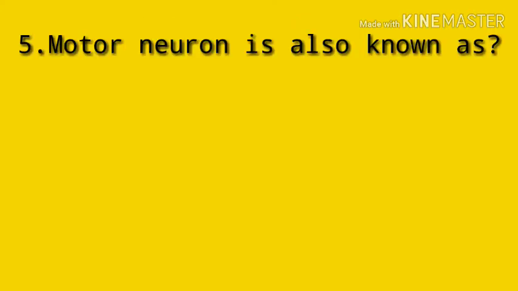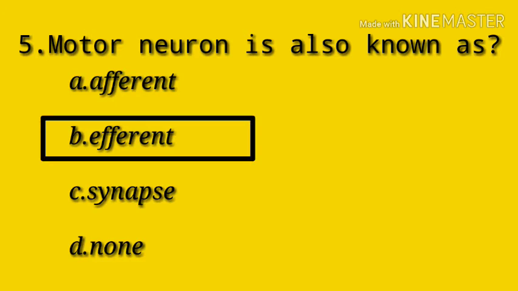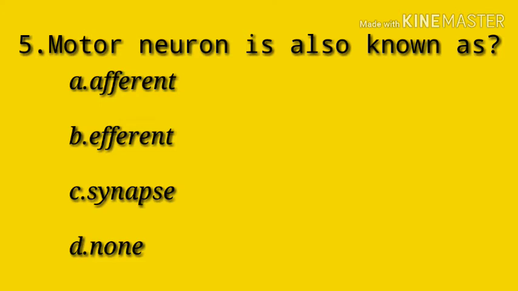Question number 5. Motor neuron is also known as option A. Afferent, option B. Efferent, option C. Synapse, option D. None. Answer is efferent neuron. The other name of motor neuron is efferent neuron. Afferent neuron is otherwise known as sensory neuron, and this motor neuron is otherwise known as efferent neuron.